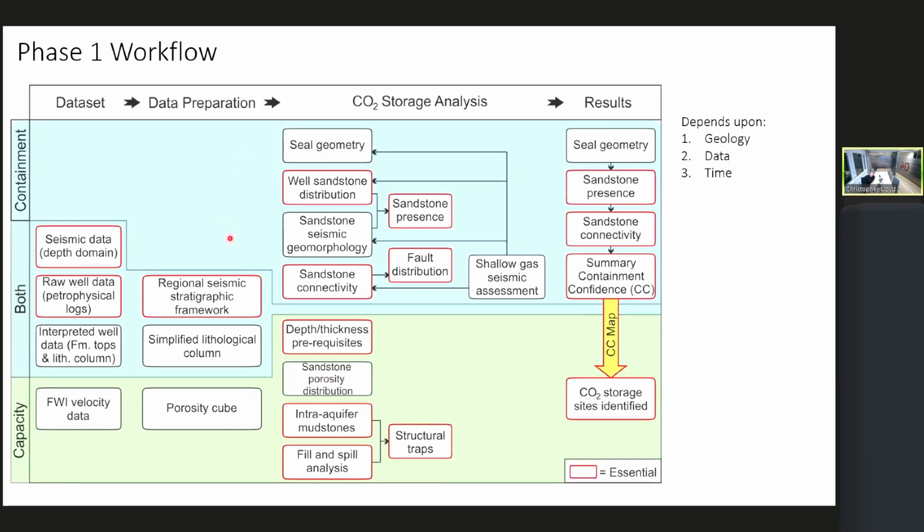So this workflow here, this has been tailored towards the aquifer that we're studying, but the different elements can be added or removed depending on three different things. Firstly, the geology that you're looking at. Secondly, the data that you have available. And finally, the amount of time that you have to actually perform the task.